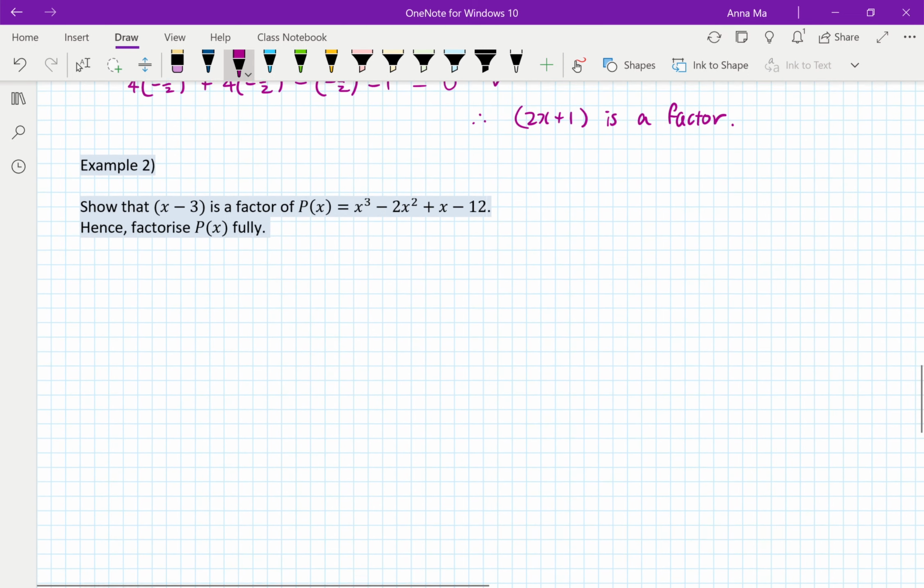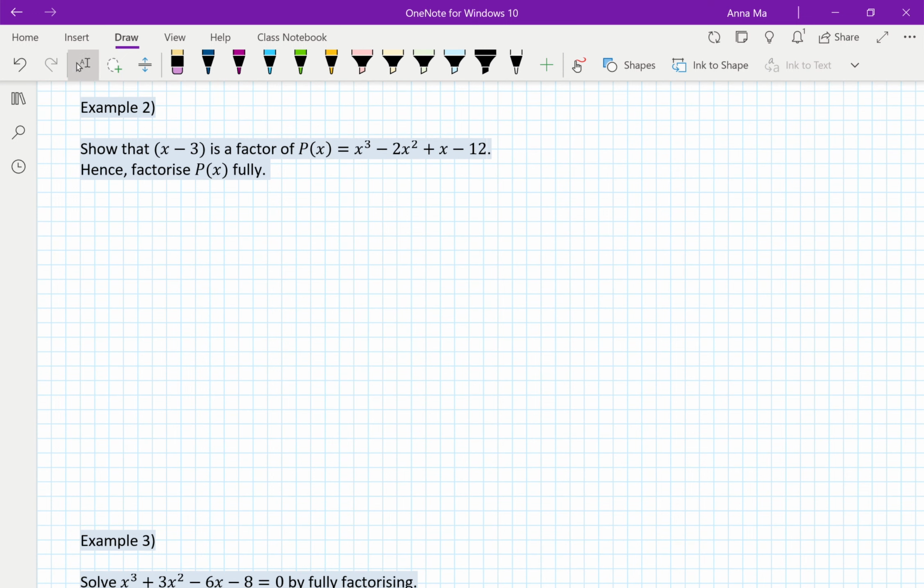Example 2. Show that x minus 3 is a factor, hence factorize fully. Okay, if I want to show that this is a factor, I'm going to have to sub in 3.